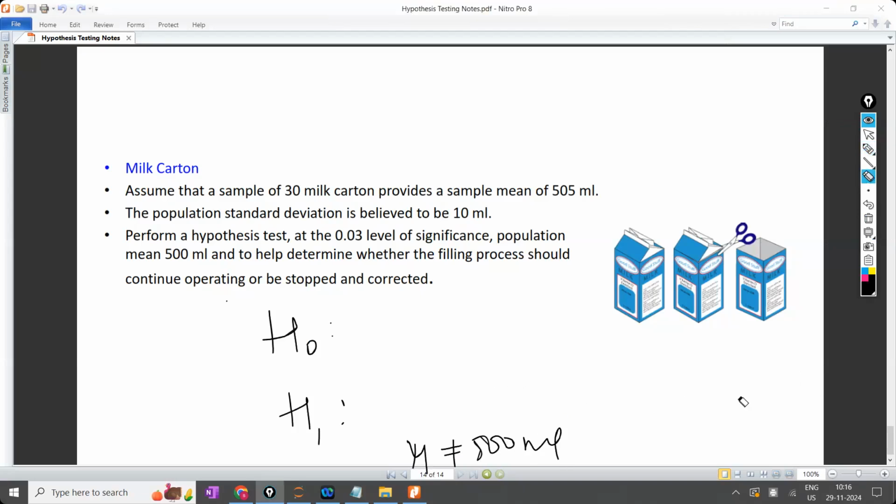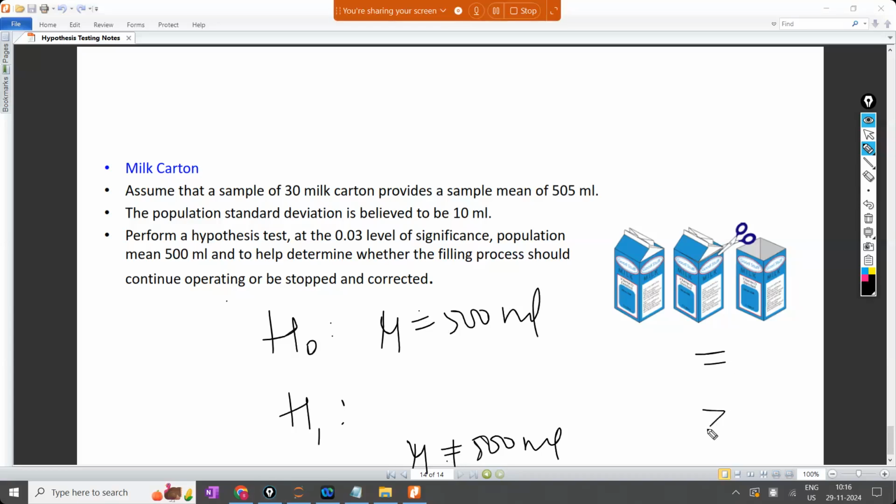For mu not equal to exactly 500 ml, we are going to take the action. If mu is exactly 500 ml, we will not take the action and will continue. Here, if the equal to symbol is there, then not equal to automatically. Sir, is greater than or equal to possible? No, that possibility is not there. If the greater than symbol is there, then less than comes as the other one. Greater than, here equal to is there, greater than is there. Then where will less than go?